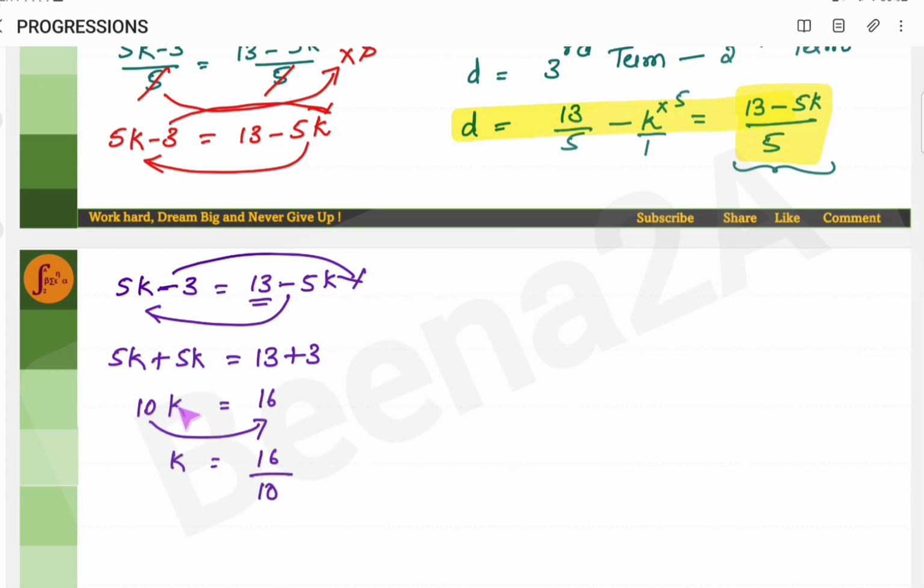Because this is 10 into k, when I shift it, multiplication will become division. So it will become 16 by 10. Now this will be, 2 8s are 16, 2 5s are 10. So it is 8 by 5. What is k? 8 by 5.